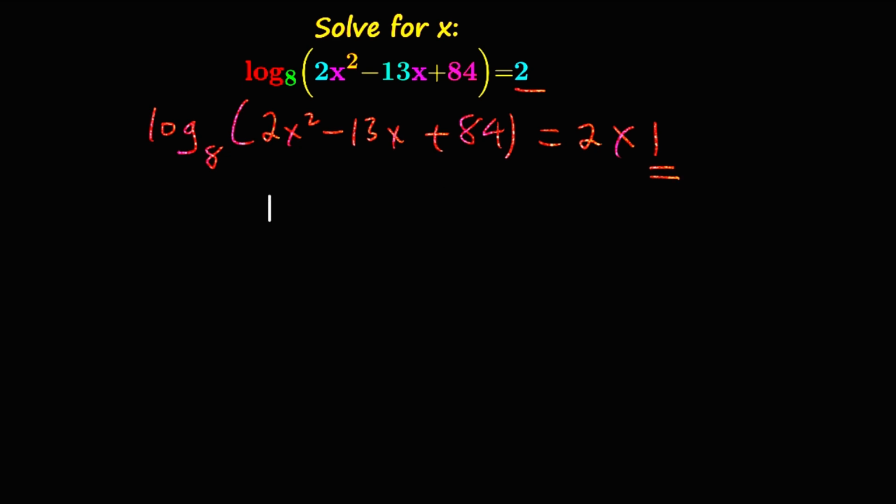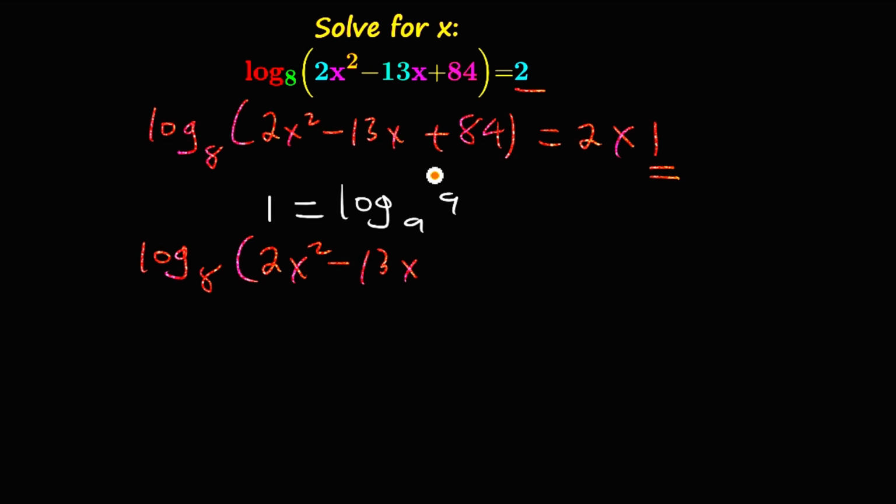So remember, 1 is the same as log to base a of a, meaning if the number and the base are the same, that log is equal to 1. So let us use that. So we're going to have log to base 8 of 2x squared minus 13x plus 84 equals 2. Then you write 1 as log to base 8 of 8.